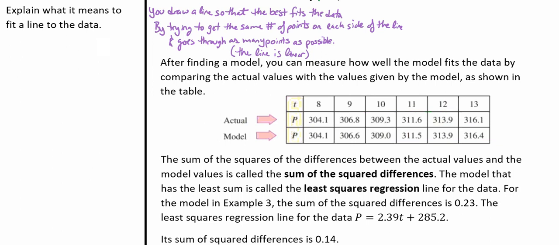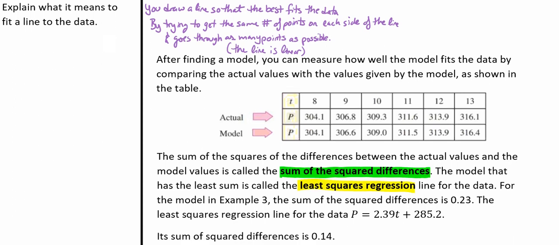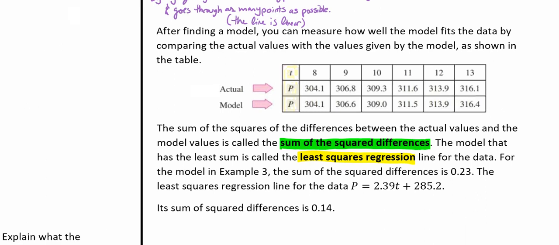Well, the sum of squares of the differences between the actual values and the model values, we call that the sum of the squared differences. The model that has the least sum is called the least squares regression line for the data. For the model that we have here, the sum of the squared differences is 0.23. The least squares regression line for the data is p equals 2.39t plus 285.2. Its sum of squared differences is 0.14.